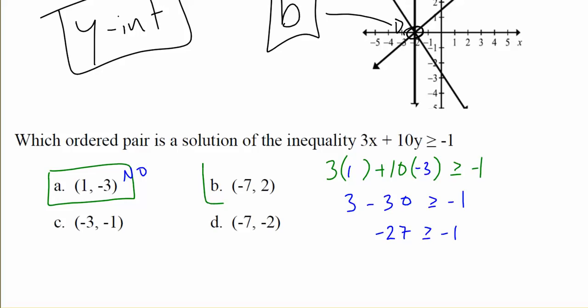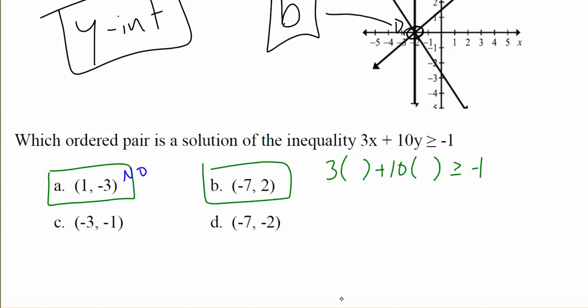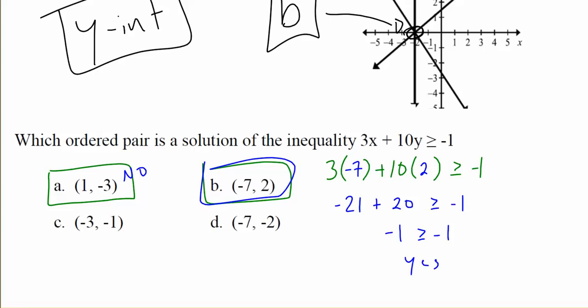Next we'll try B. Hopefully that one works. We'll plug in a -7 for x and a 2 for y. 3 times -7 is -21, and 10 times 2 is 20, and -21 plus 20 is -1. Is -1 greater than or equal to -1? Yes, -1 is equal to -1, so this one works. Good.